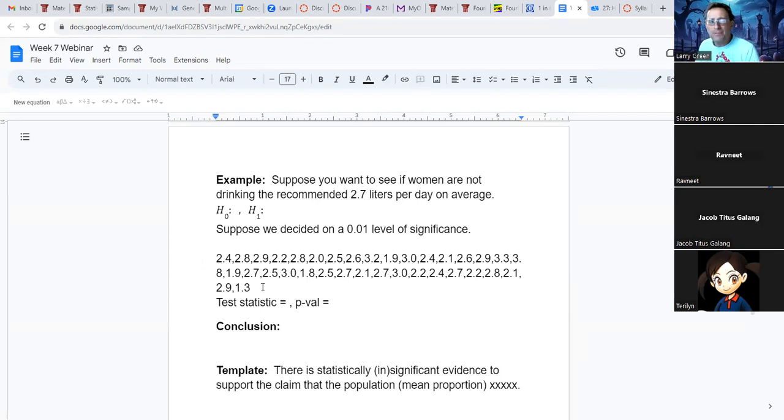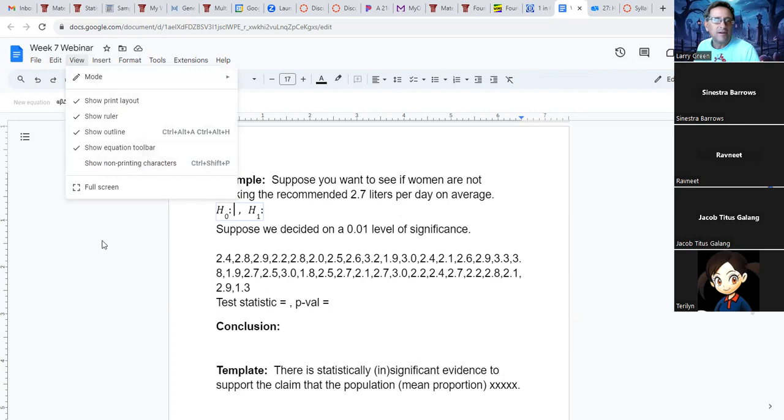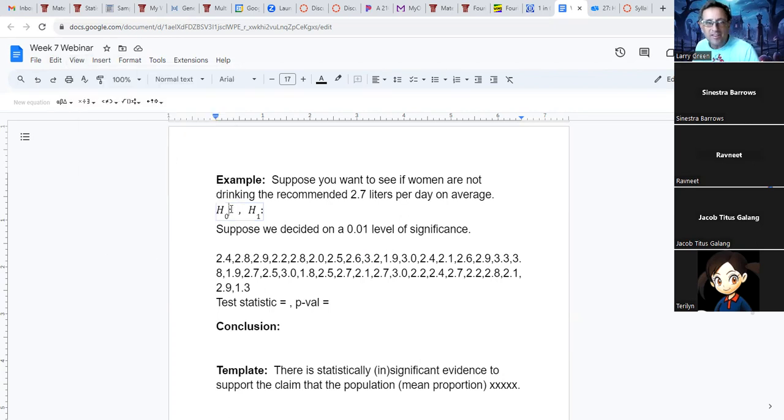Okay, how do we find the p-value? First thing, what's H naught, H1? H naught is going to be mu is equal to 2.7. And H1: not drinking the recommended 2.7 really means they're not drinking enough. So that's going to be mu is less than 2.7.